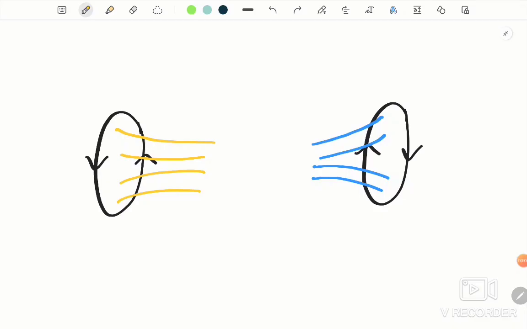Yes students, in this slide we will check the direction of magnetic field due to a circular loop carrying current. Guys, whenever we have a circular loop carrying current, we need to curl the right hand fingers in the direction of electric current, and in this case the right hand thumb will give us the direction of magnetic field.